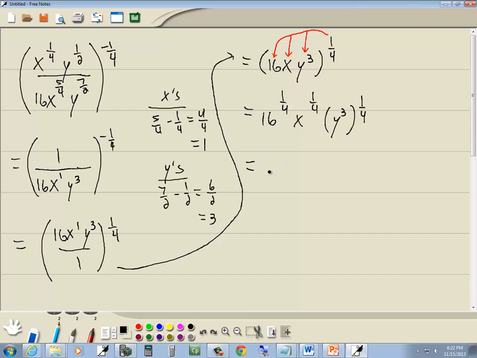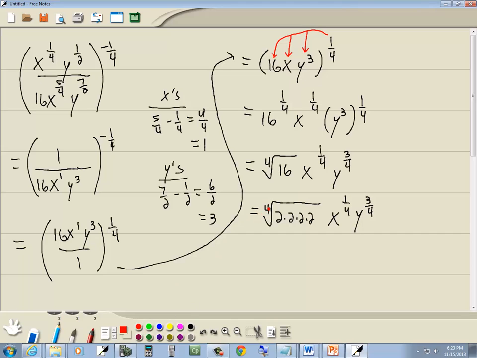Now 16 to the 1/4, I'm going to put that back in radical form. That'd be the 4th root of 16. And then we've got x to the 1/4. Now when you're raising one exponent to another exponent, you multiply the exponents. 3 times 1/4 gives you 3/4. Now 16, if I do the prime factorization of it, is 2 times 2 times 2 times 2, four 2's, like that. x to the 1/4, y to the 3/4.